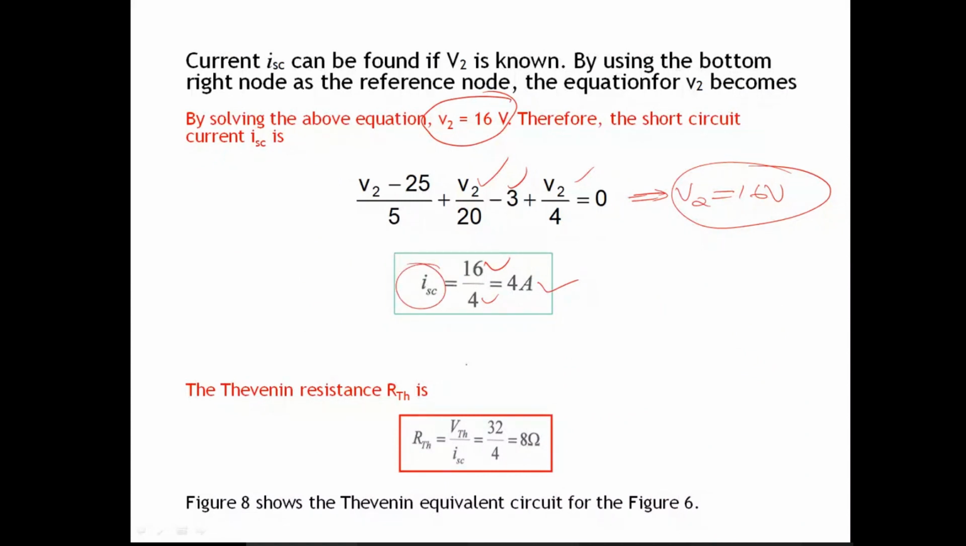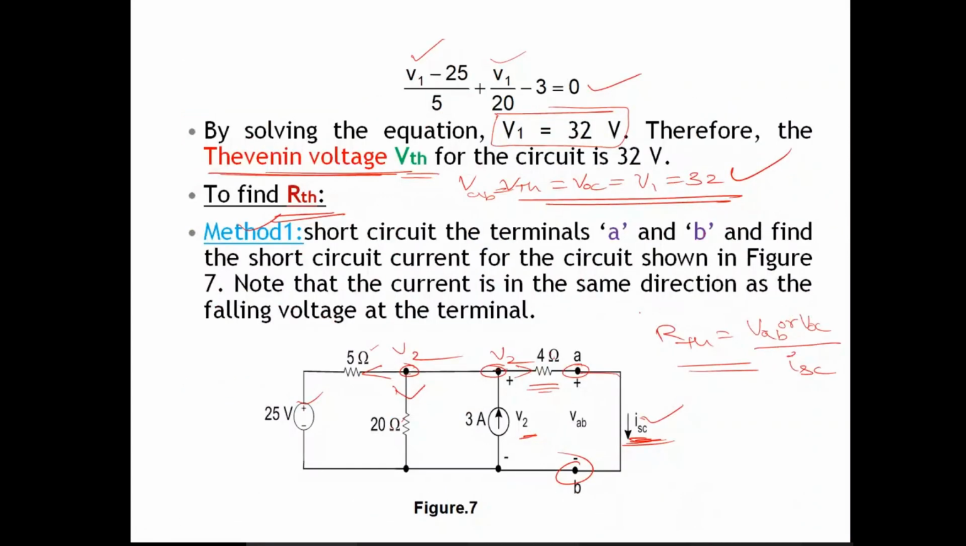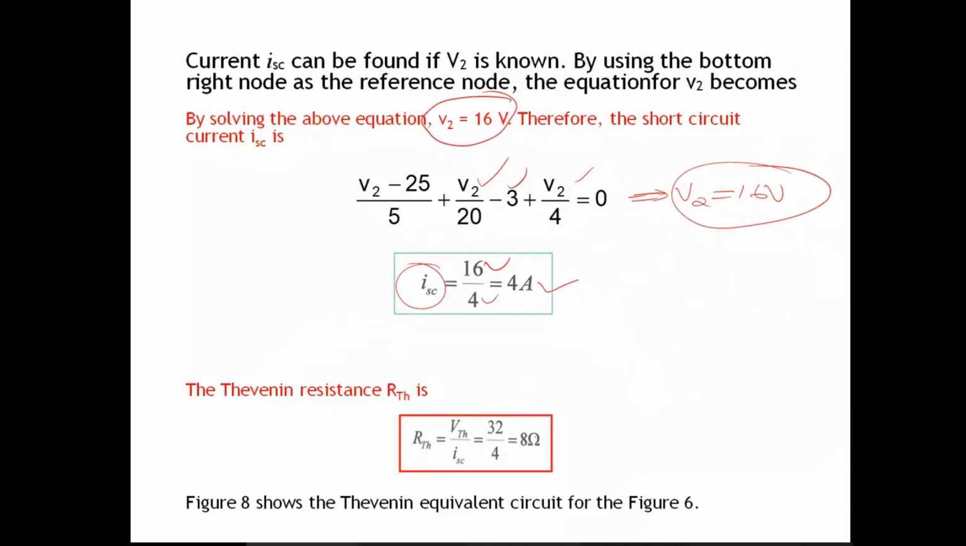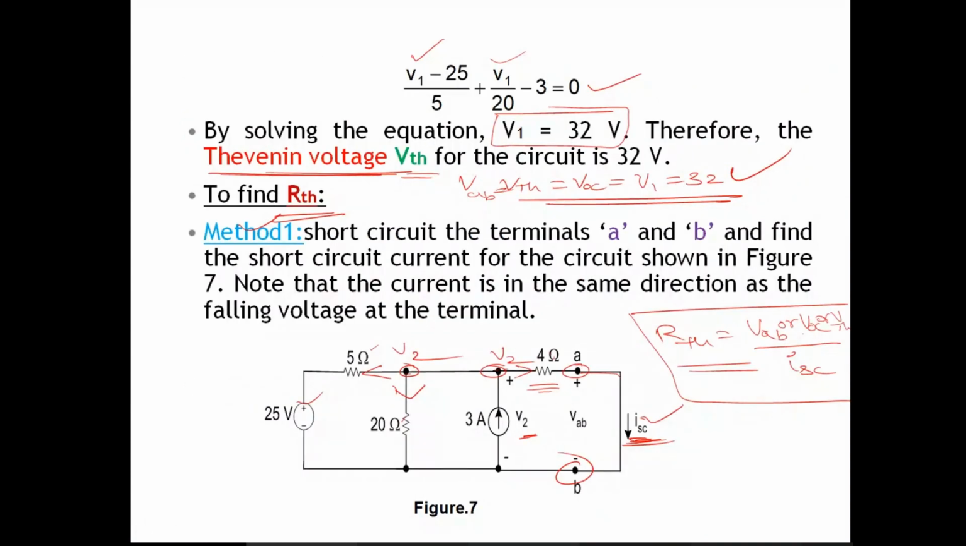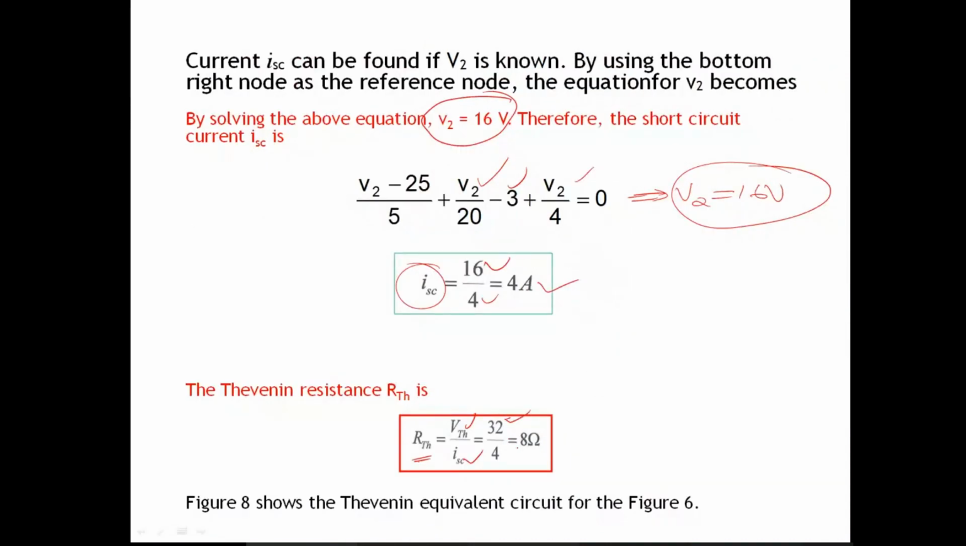Once you get ISC, as I mentioned earlier, RTH is equal to VAB or VOC or VTH, all the same, divided by ISC. I have used the same formula here. RTH is equal to VTH by ISC, where VTH we have already calculated, see here, as 32 volts. Therefore, VTH is 32 volts and ISC we got as 4 amperes. Therefore, 32 by 4 will give you 8 ohms. This is how you calculate RTH.